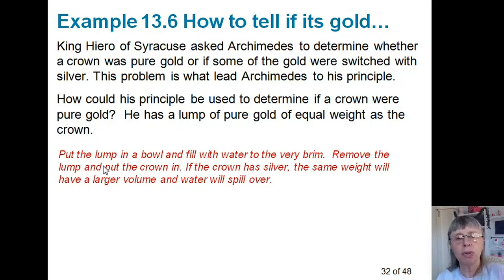And then you remove the lump with the known mass, and you put it away, and then you put the object in the water. Now, silver has a different density than gold. It's less dense. Gold is very dense. It's one of the reasons that it's prized. Of course, it's a beautiful color as well, but gold is very dense. So if the crown has silver in it, when it's put into that water, that same weight will take up more space because the density is less.